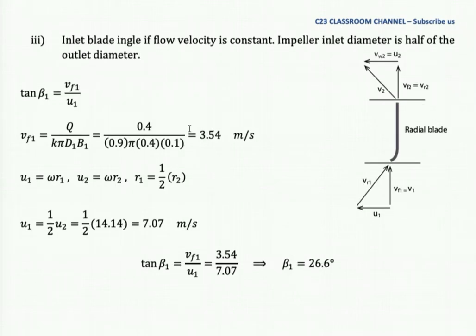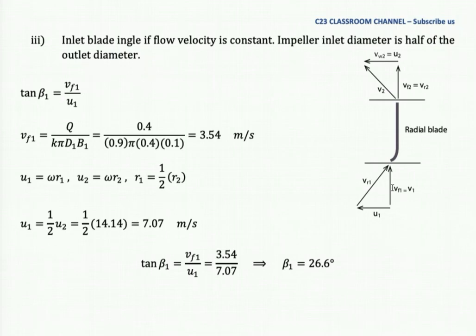And the last question asks us to calculate the inlet blade angle. So the flow velocity is constant, and the impeller inlet diameter is half of the outlet diameter. You could get this statement from the question.